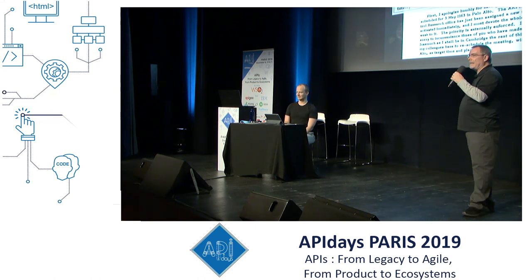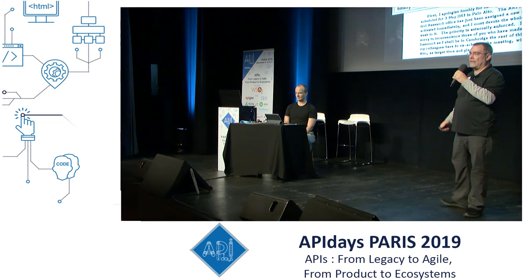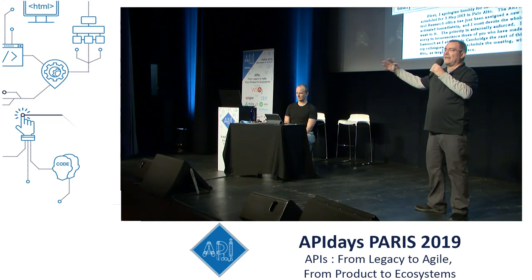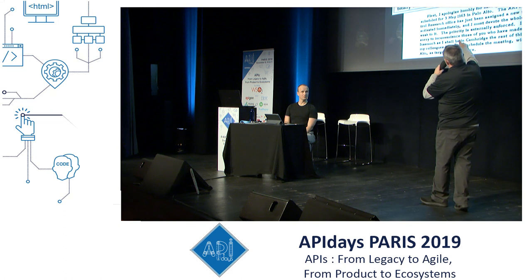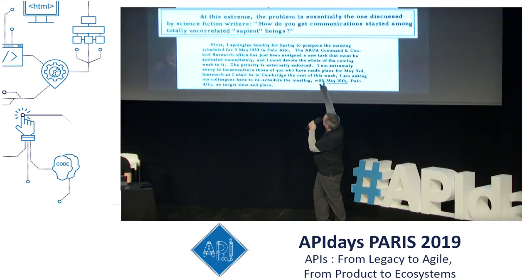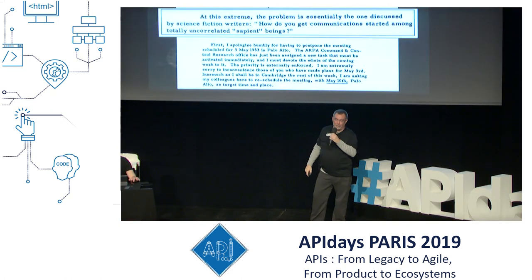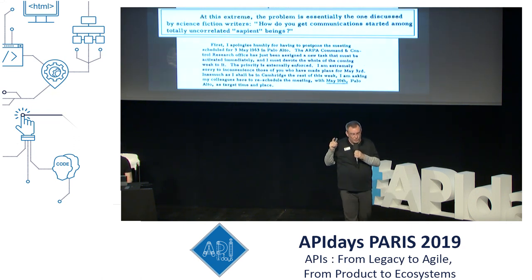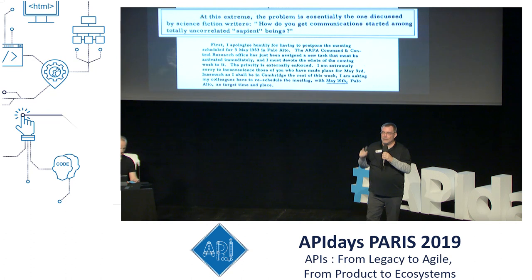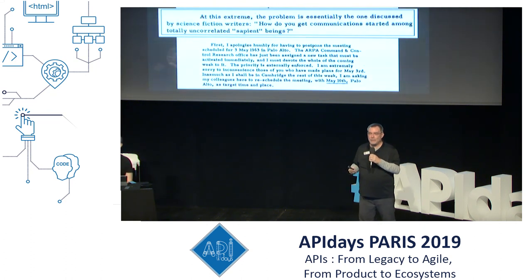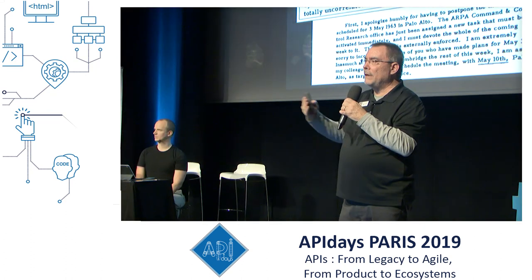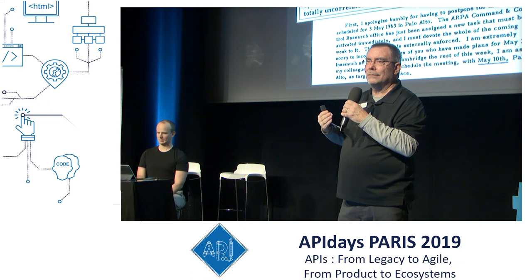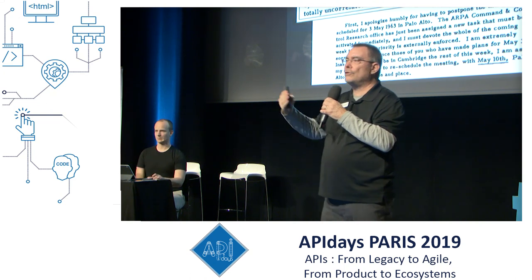And one of the lines that he had in this was really, really interesting. He was talking about what's it gonna take to connect lots of computers. And he's got this line, the problem is essentially one discussed by science fiction writers. How do you get communications started among totally uncorrelated, sapient beings? What's he really saying here? When you meet an alien, how do you talk to her? How do you figure this out? How do you start a conversation?